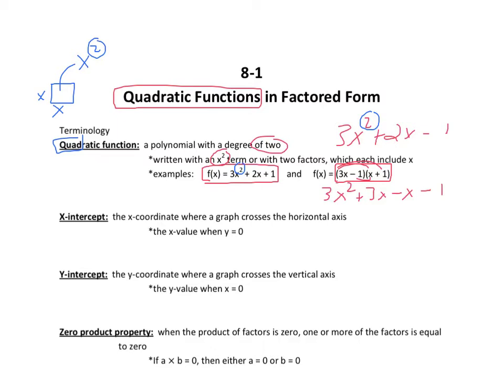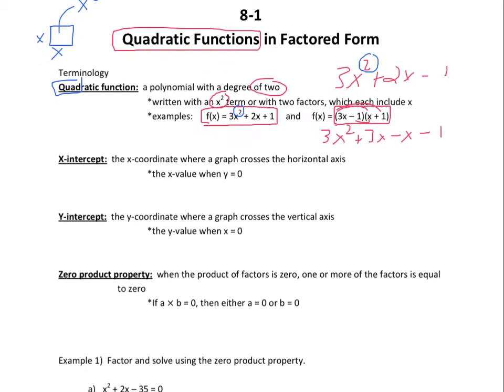Now, again to the point of greater detail. X-intercepts, if you remember, is the x-coordinate where the graph crosses the horizontal axis. Now some key things here is that I could give you 3 different scenarios where I would graph a parabola. In this case it would have 2 x-intercepts.